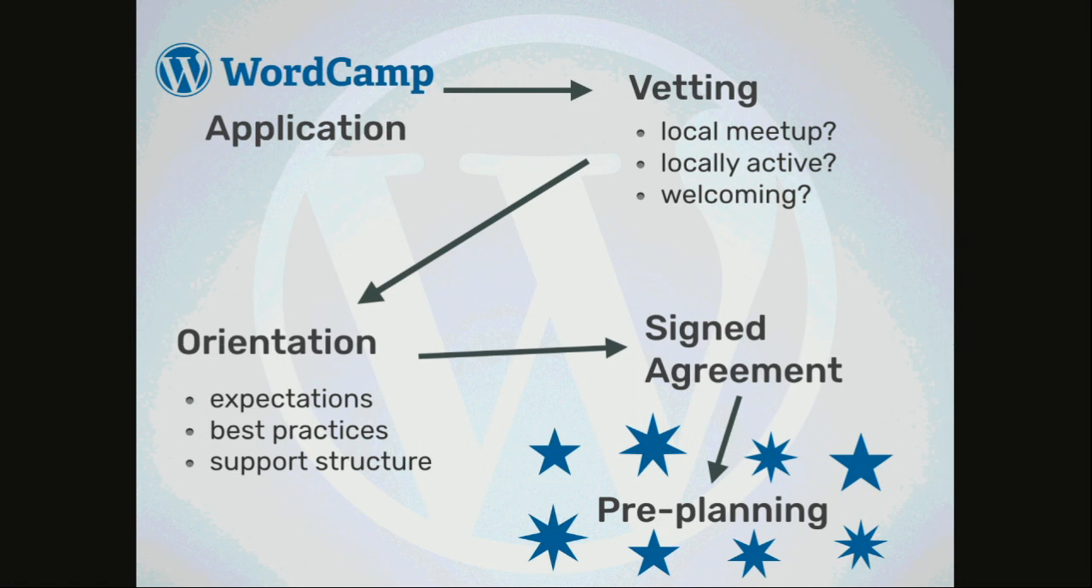If they don't have a local meetup, then we say, we would love to have you be our organizer. First, you need to start a meetup, because otherwise you can't have a community program because you don't have a community yet. And we funnel them into the meetup application process. If they're not active in the meetup and there is one, then we say, hey, get active in the meetup and then come back to us.